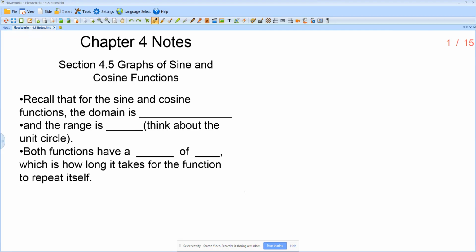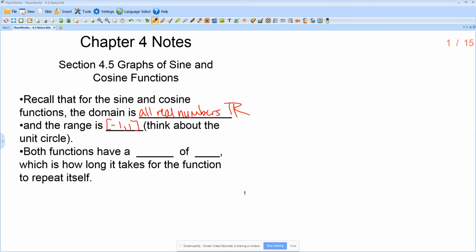I will warn you, these two videos are going to be sort of long, the notes and the examples. Just looking up here, it's a long section. So recall that for sine and cosine functions, the domain is all real numbers. Again, that symbol for all real numbers. And the range is actually just -1 to 1.